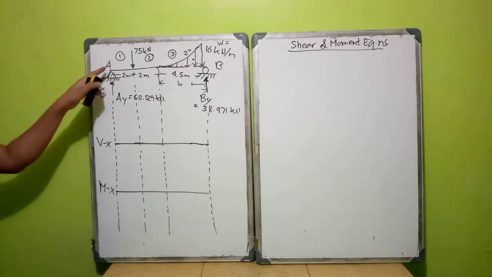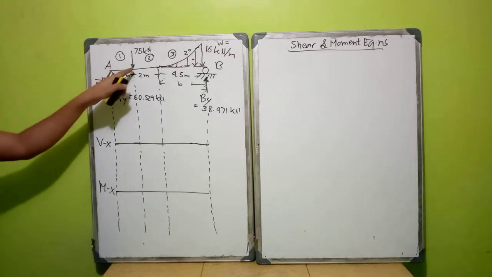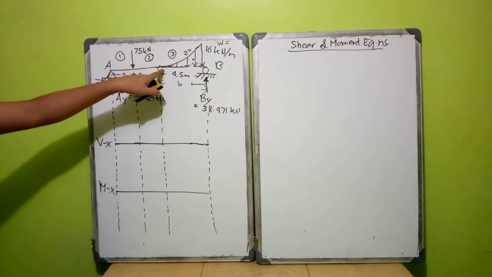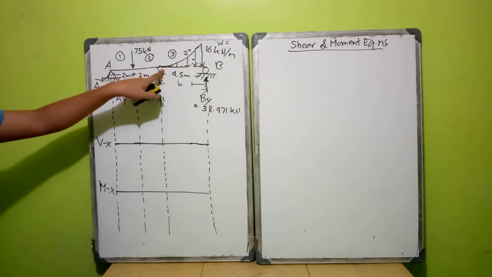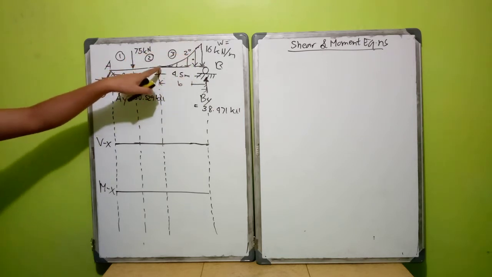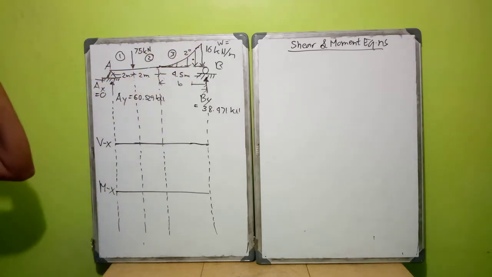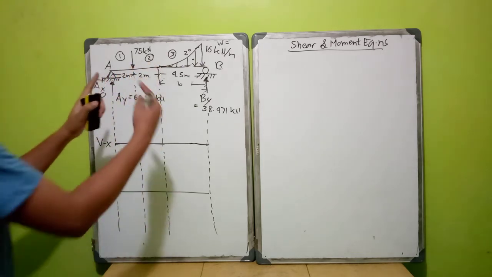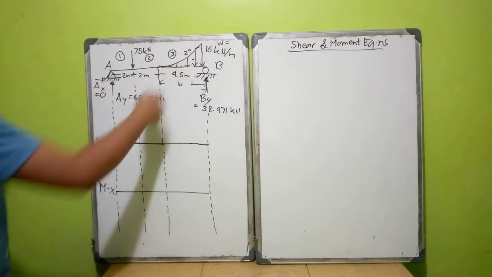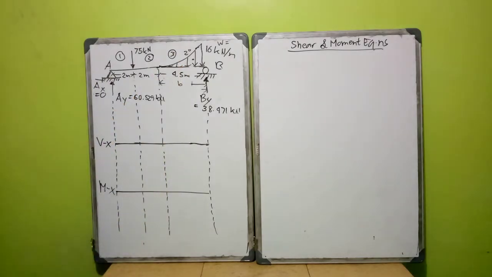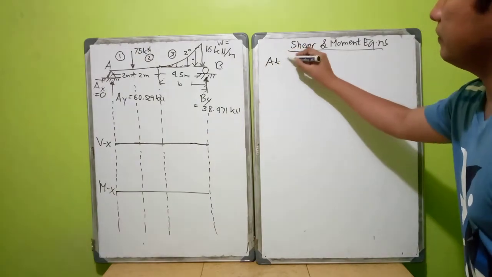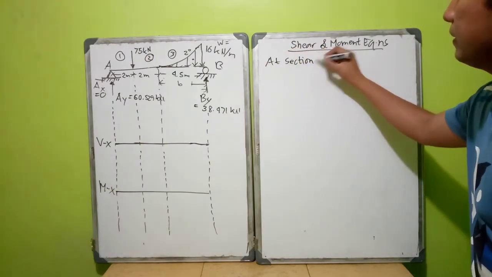Section 1 is from point A to the point load, and then from that point load to the beginning of this uniformly varying distributed loading is section 2, and the whole length of the distributed loading is section 3. So how are we going to tackle that? We begin at section 1.